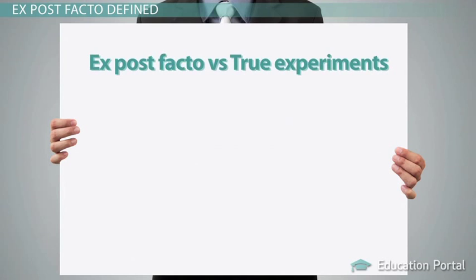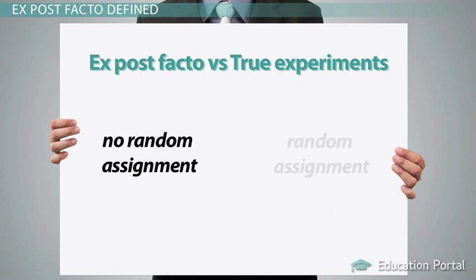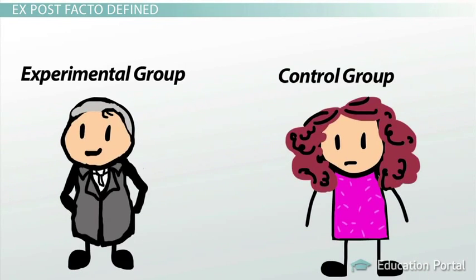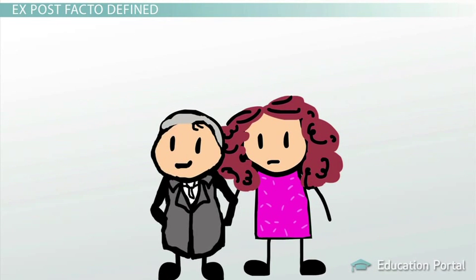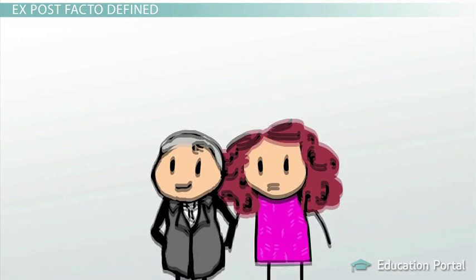Ex post facto designs are different from true experiments because ex post facto designs do not use random assignment. True experiments have random assignment because you're looking at something else. In ex post facto, you are looking at a prior variable present in the participant. In an ex post facto design, you are not randomly assigning people to an experimental group or control group. You are purposefully putting people in a particular group based on some prior thing they have.